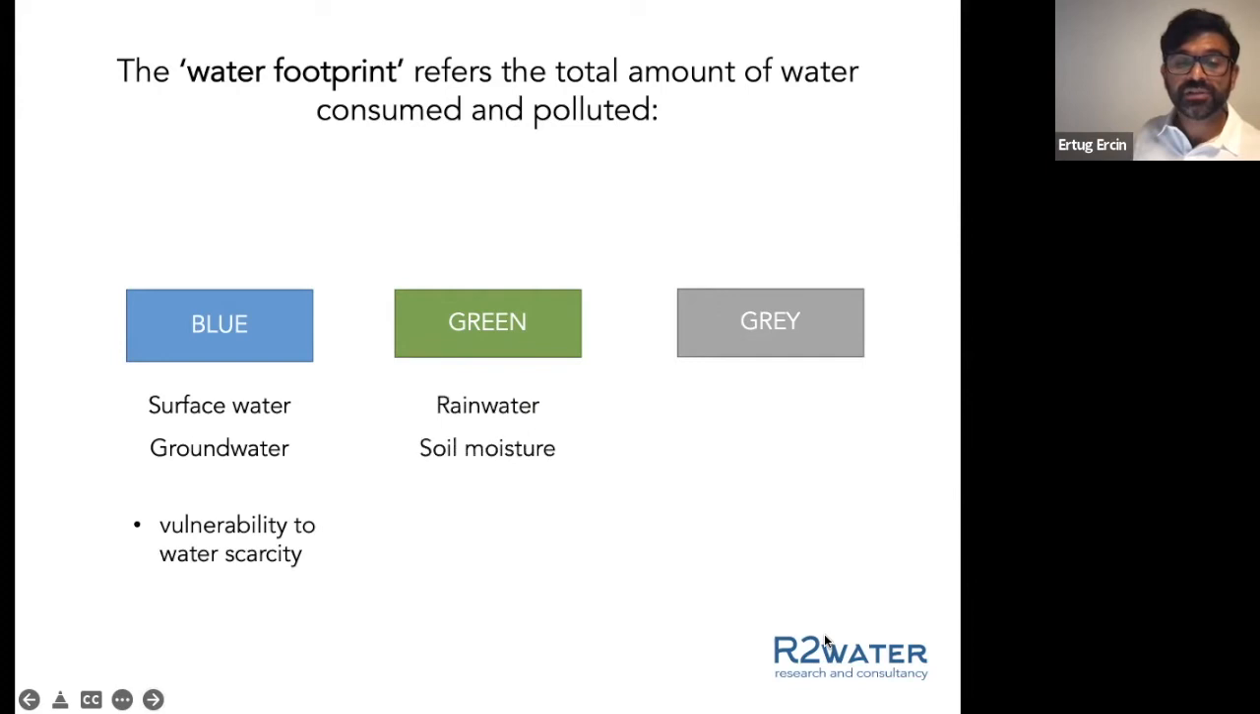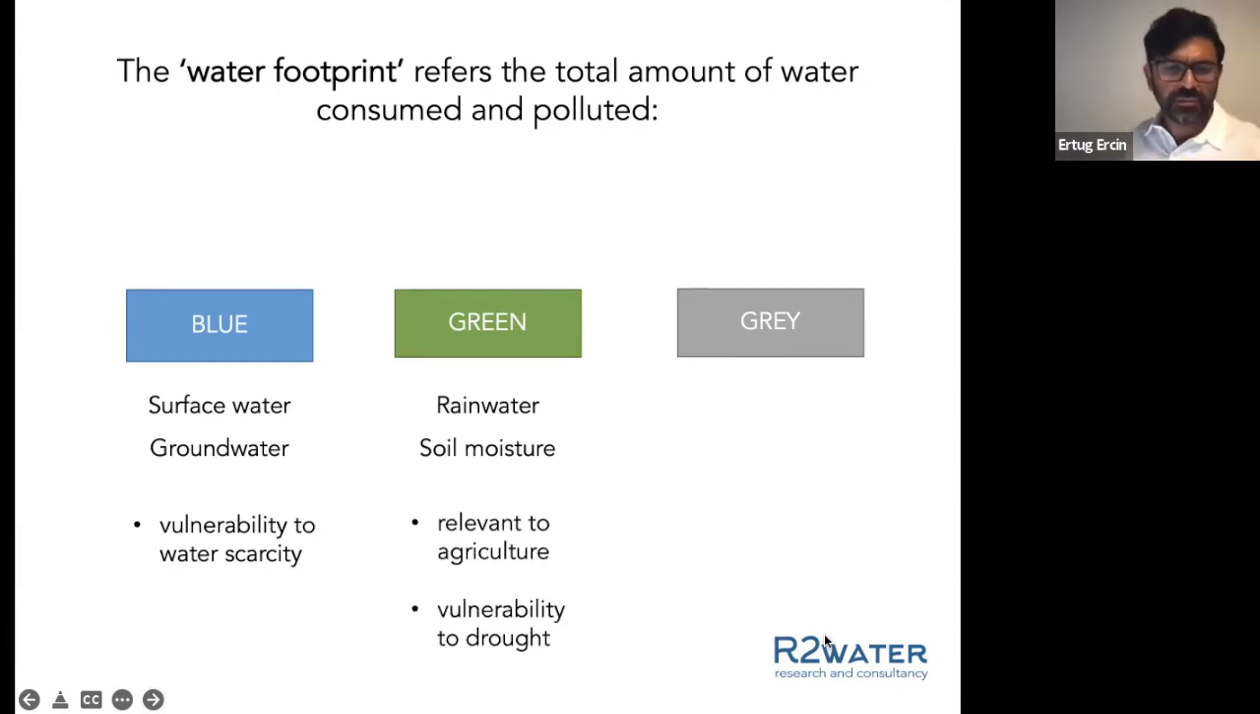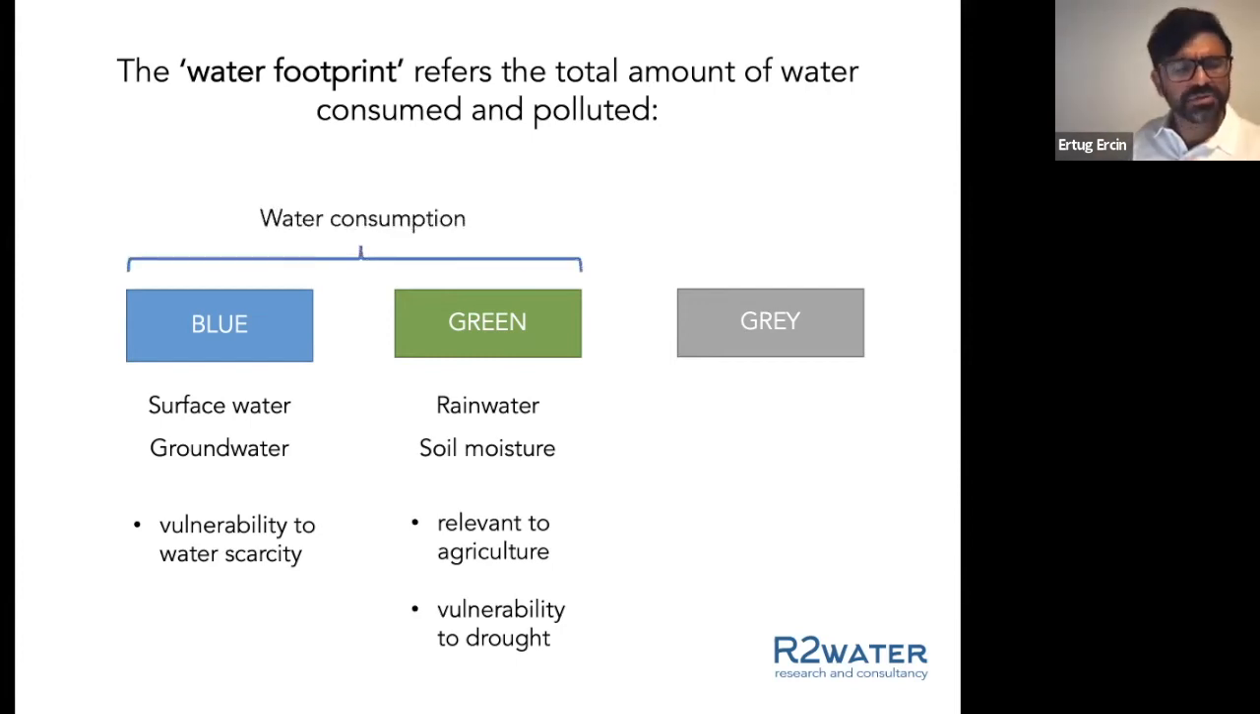Green water is about rainwater, but rainwater, what we mean is the soil moisture, the rainwater that is left in the soil so that the trees or crops or grass, whatever you think about the soil, can use it to grow. And it is valid only for agriculture or forestry. And actually, if there's an agricultural drought, rain is not coming, this is the first thing, your water footprint is related to that green water footprint. For manufacturing, unless you have a food and beverage and a supply chain, it's not very relevant. And this is called the water consumption part.